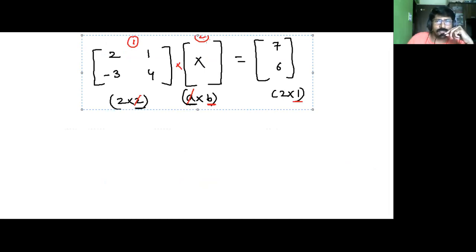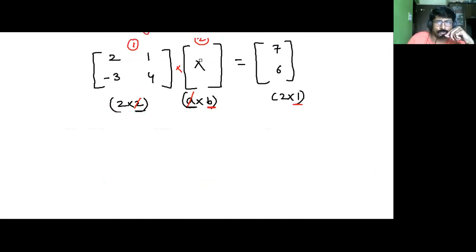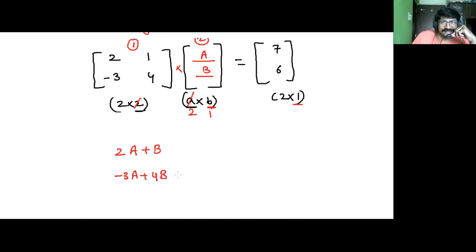Now, matrix X has 2 rows and 1 column. What is the order of the matrix? 2 rows and 1 column, isn't it? Because A is 2 and B is 1. So there has to be 2 elements, 2 rows and 1 column. So there has to be A and B over here, and that's matrix X. Now how will we multiply this? It will become 2A plus B, and minus 3A plus 4B. Now what I am writing, people are wondering, I know that, okay.